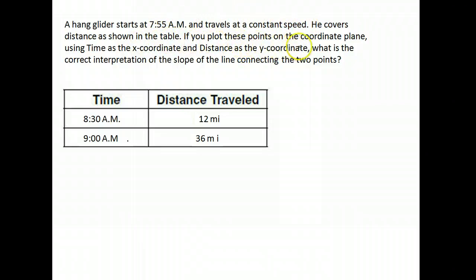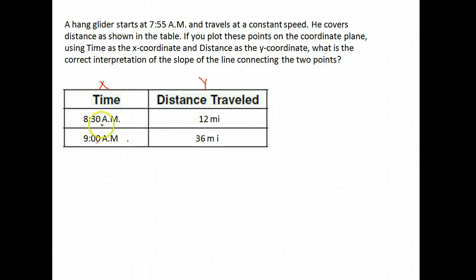If you plot these points on the coordinate plane using time as the x-coordinate and distance as y, so time, this is our x and this is our y. What is the correct interpretation of the slope of the line connecting the 2 points? So here are his times, 8:30 a.m. and 9 a.m. Here are his distances traveled.